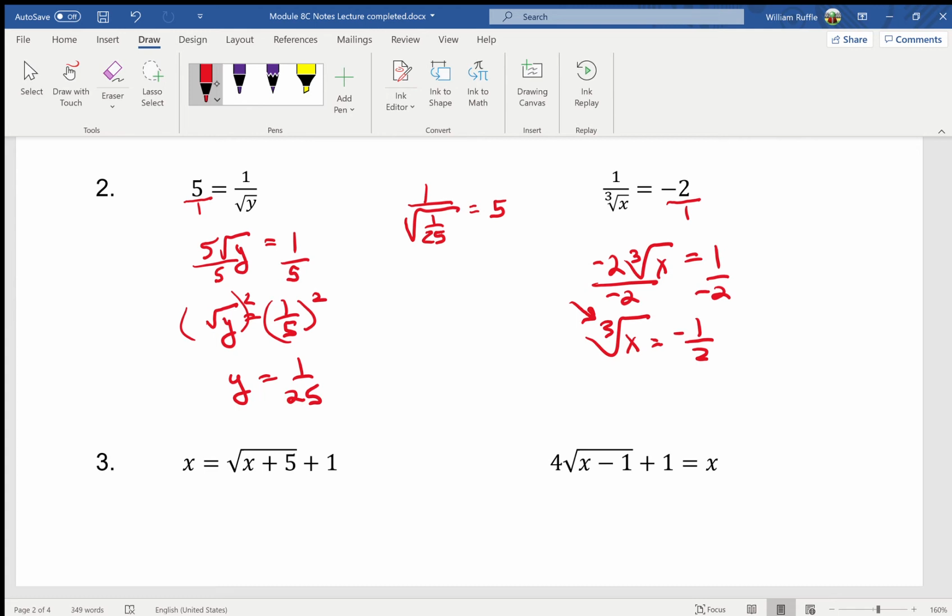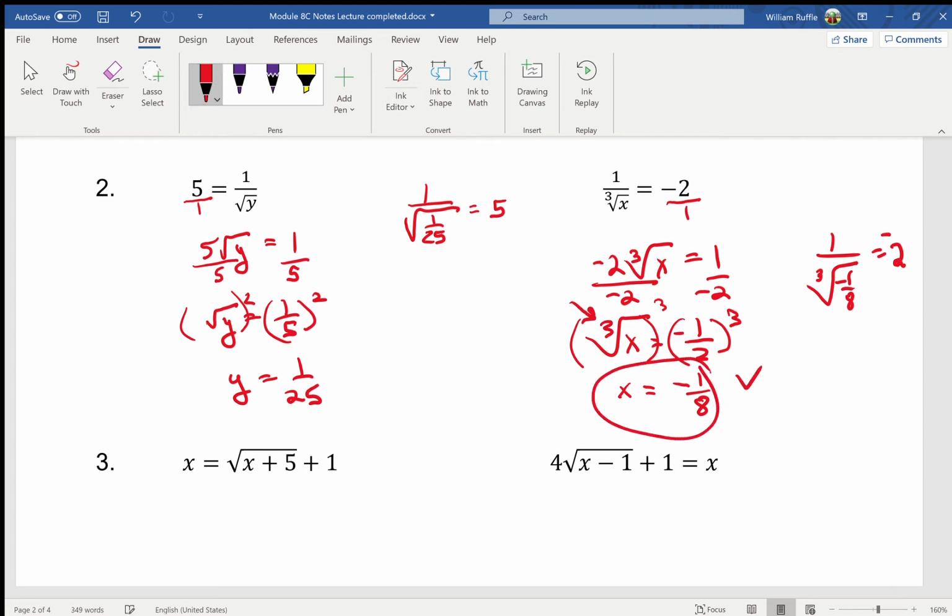So what's the opposite of cube rooting something? Well, it's raising it to the third power. So this is really x equals -1/8. So now, if I type in 1 over the cube root of -1/8, I do get -2. So this is a good answer. It checks.